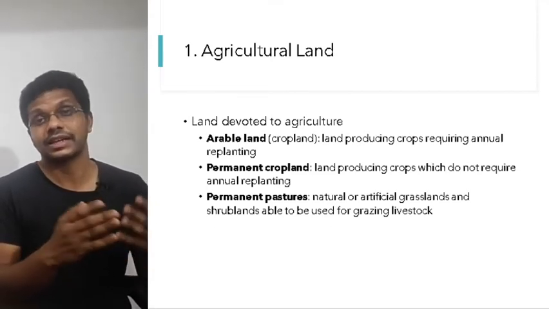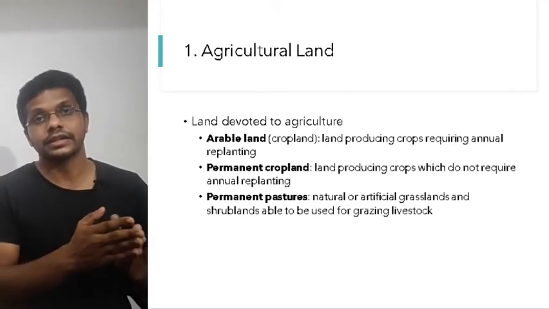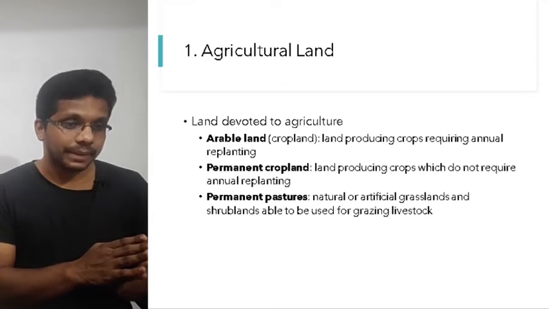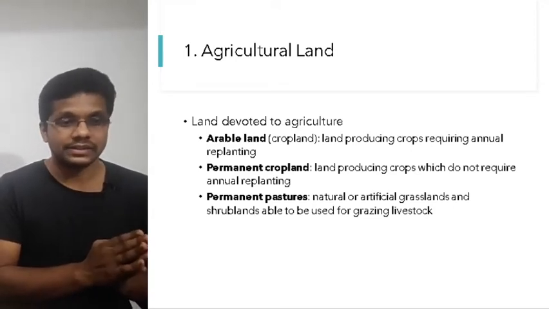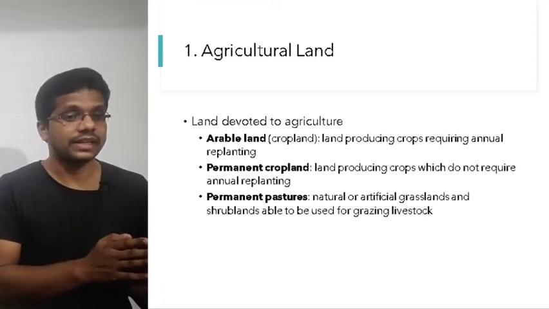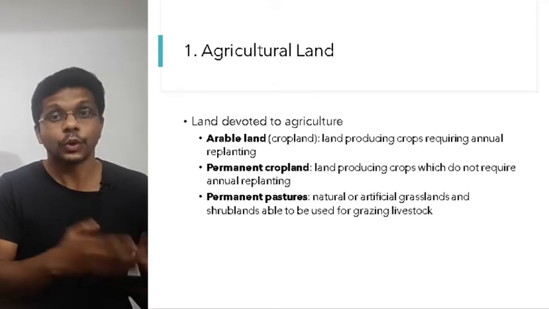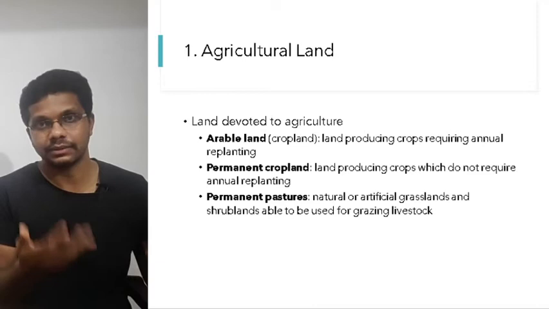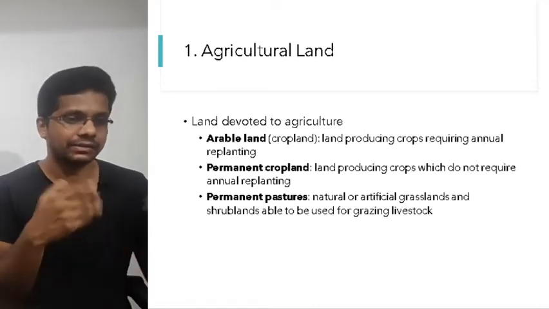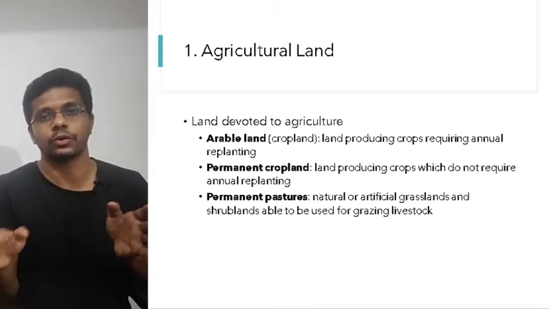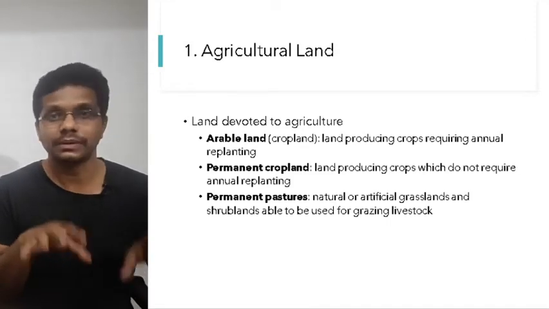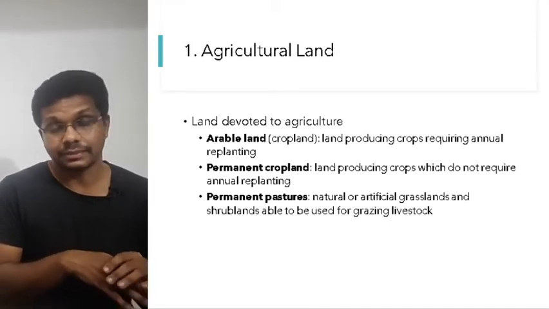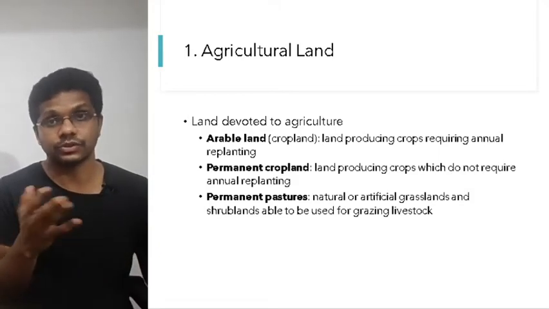So in the arable land we are actually planting, and it is used for the cultivation of temporary crops. Then the permanent cropland. The permanent cropland is actually a type of agricultural area which is producing crops which do not require annual replanting. So the annual tillage, annual plantation, and annual harvesting is not required. Maybe we will be harvesting the products, but we are not removing the whole plant. Such type of planting is called a permanent cropland. Finally, we have the permanent pastures that can be natural or artificially grassland which is used for the livestock production.